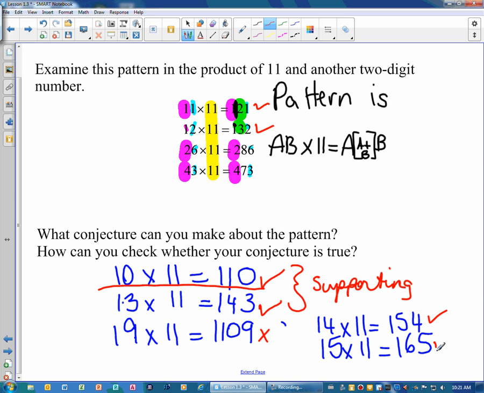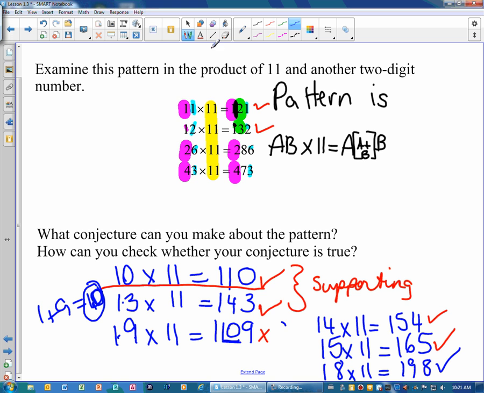So I wonder where it changes. 19 didn't work. What about 18? You know what the problem with 19 was? When I added 1 plus 9, I got 10, and that's why I put that 10 in there. What if I added the 1 plus 0, or what if I put just the 0? That was sort of confusing. I wasn't really sure what to do. What about 18 though? 18 times 11 should be a 1 and 8 and a 9 in the middle. 18 times 11 is 198.